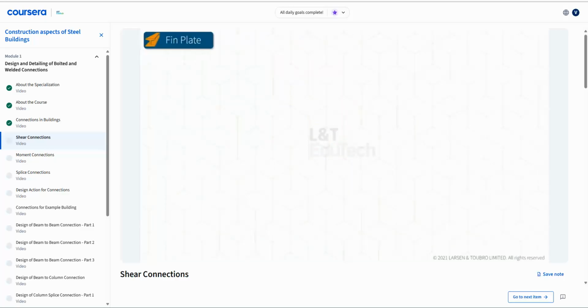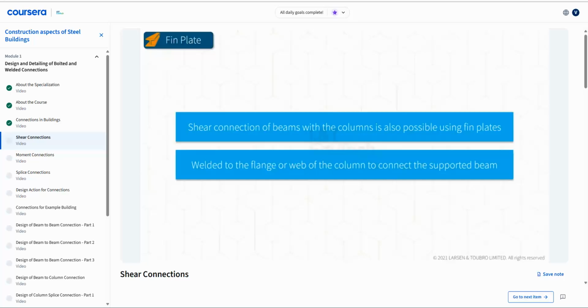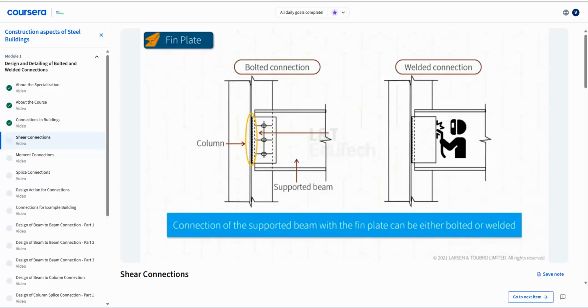Similar to the beam-to-beam connection using a fin plate, a shear connection of beams with the columns is also possible using fin plates. These fin plates are welded to the flange or web of the column to connect the supported beam. The connection of the supported beam with the fin plate can be either bolted or welded.